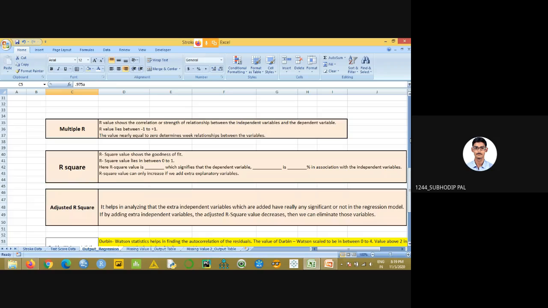How many independent variables are there? We consider all the independent variables together as one, and one dependent variable. So the R value lies between -1 to 1. The correlation value also lies between -1 to 1. The value -1 means highly negative correlation, and +1 means highly positive correlation. A value nearly equal to 0 determines a weak relationship between the variables, meaning there is no relation between the independent and the dependent variable.